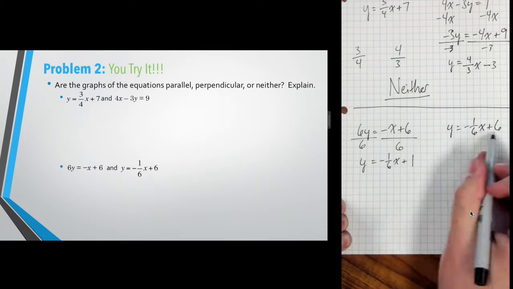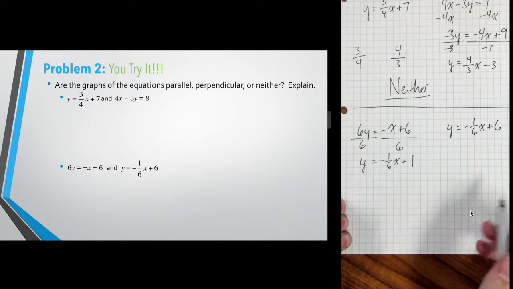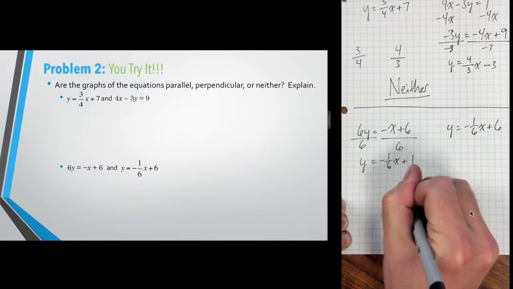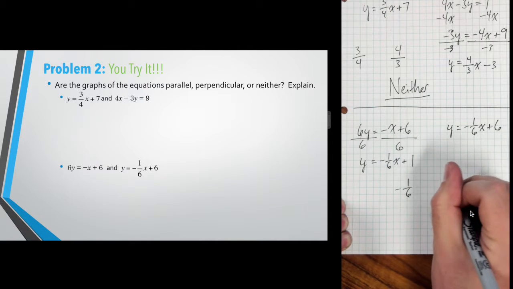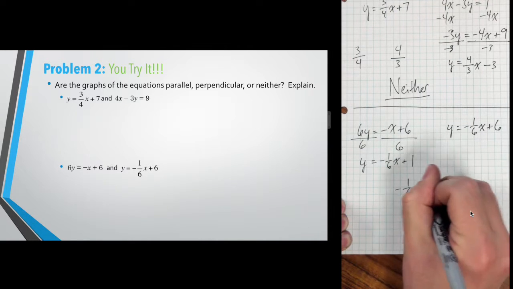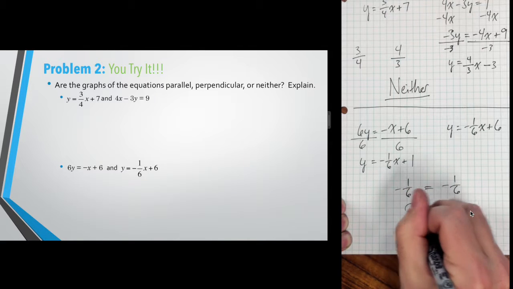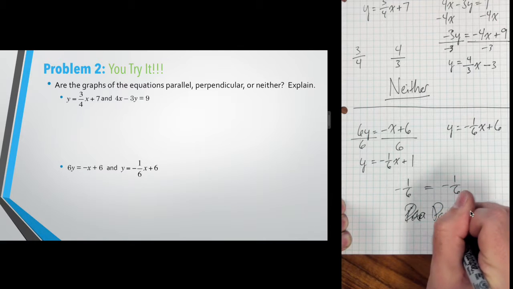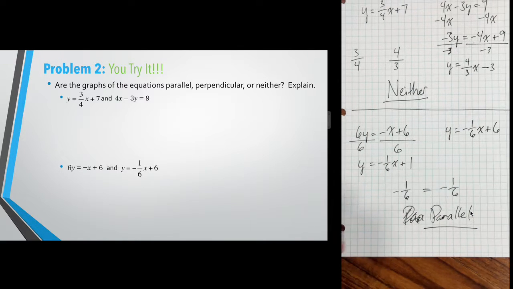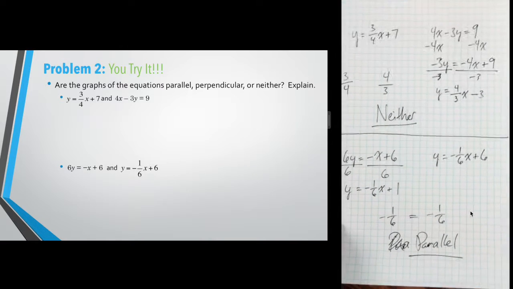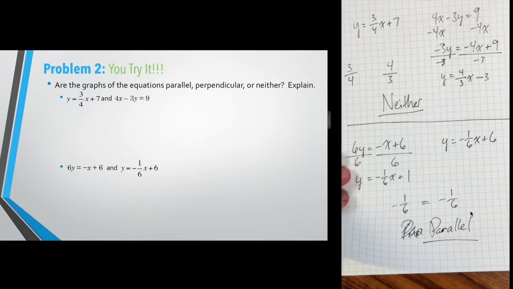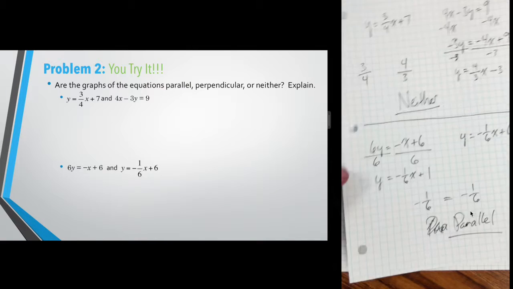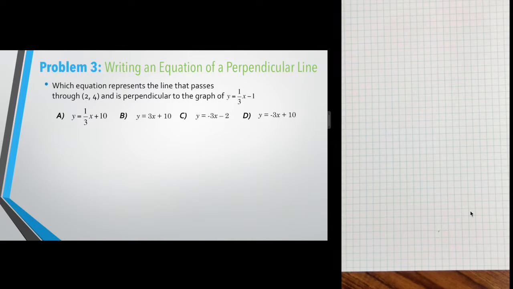So now we have slope-intercept form. So we have a negative 1/6 for this one and a negative 1/6 for this one. Those are the same number. Therefore, these are parallel lines. All right? So slope-intercept form, compare their slopes, figure out if they're parallel, perpendicular, or neither.